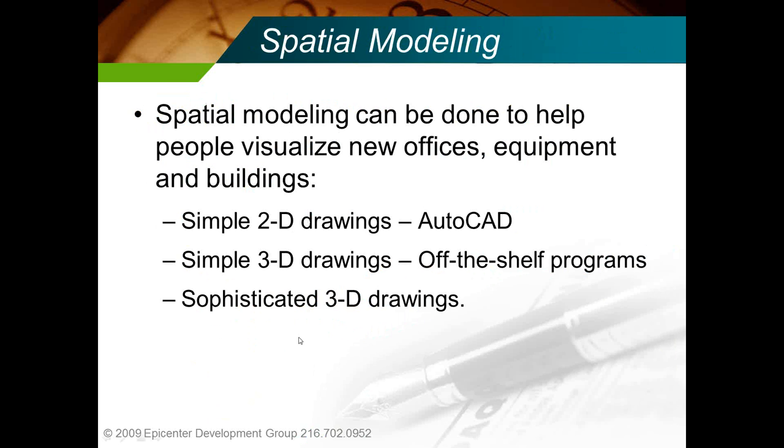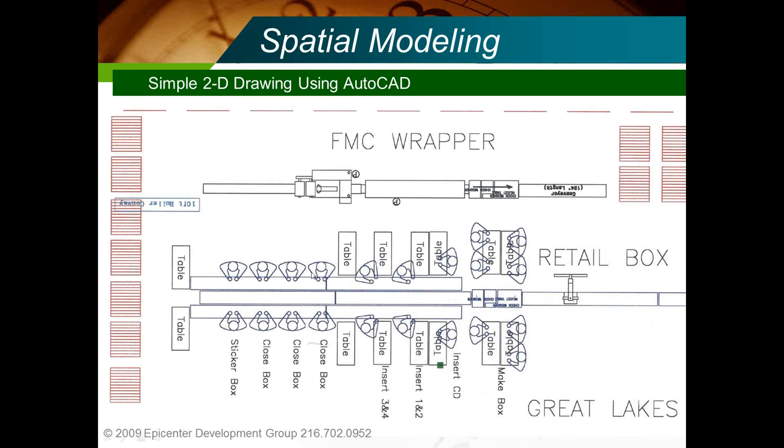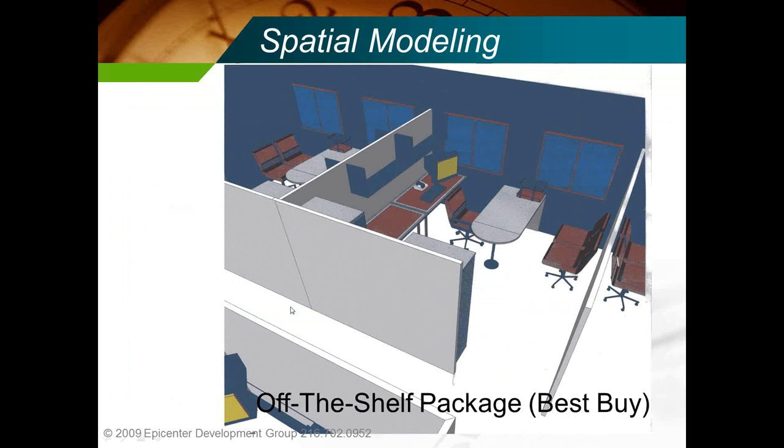Another type of model is spatial modeling to help people visualize how something will look. And that can be anything from a simple 2D AutoCAD drawing to a 3D program. So here's an example of a simple one. This is for Sonopress. We're laying out a line where we've got products coming in. They're getting things put into them. So in this case, we're making a box, we're inserting a CD, there's inserts, then we close the box, and then we put a sticker on it, and it leaves. And then you can show where people are going to stand. Again, a very simple type of process.